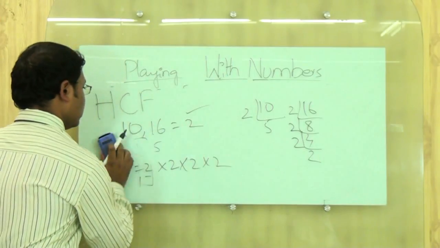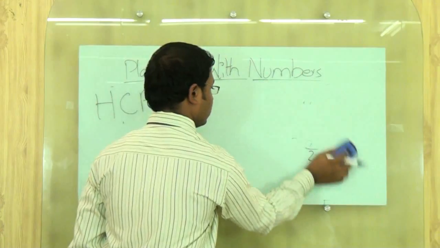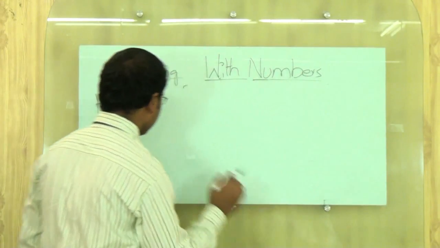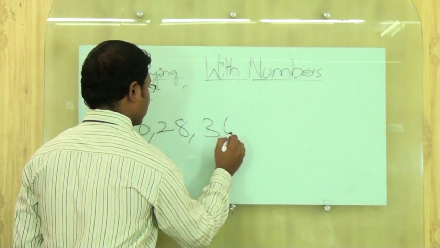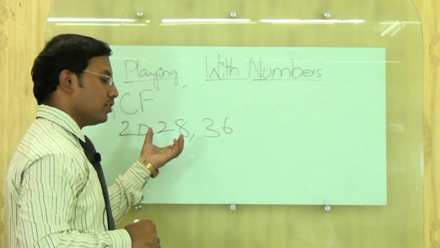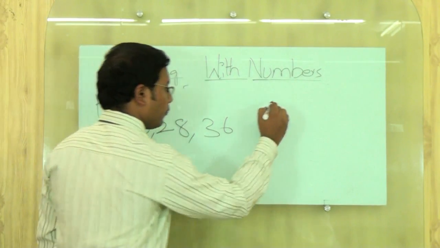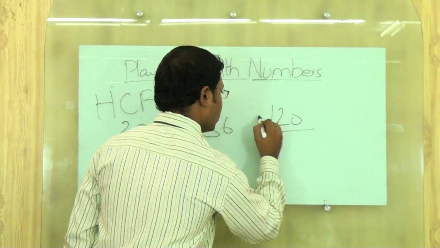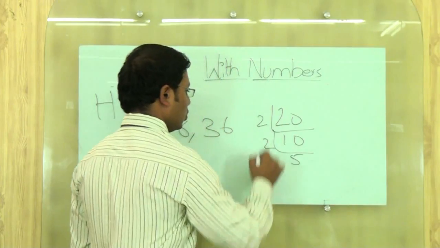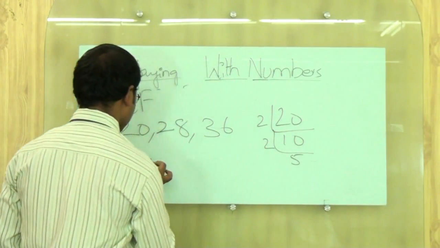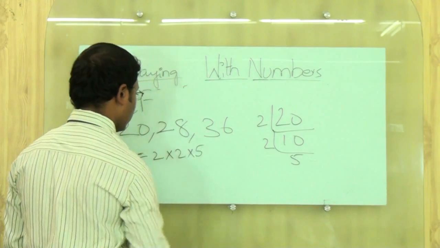Let us take another example. If we take 3 numbers at a time, let us consider the numbers 20, 28 and 36, and we have to find the HCF of these 3 numbers. First find the factors of 20. 2 10s are 20, 2 5s are 10, then 2 2s are 4, 4 5s are 20. The factors of 20 are 2 into 2 into 5.